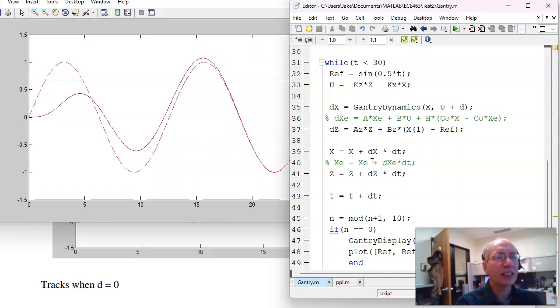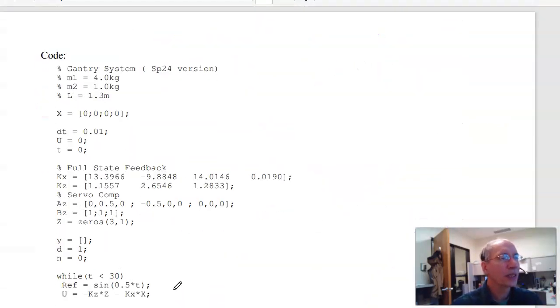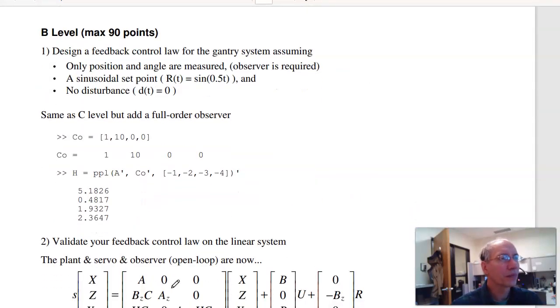Can I get this to work if I can measure all the states? Well, at the B level, suppose I can't measure all the states. Suppose I can only measure position and angle. Well, in that case, I need a full order observer. So let's pick a C matrix. I'm going to use position plus 10 times angle.